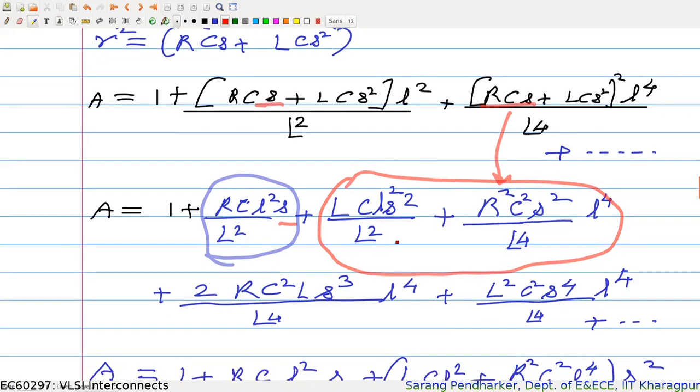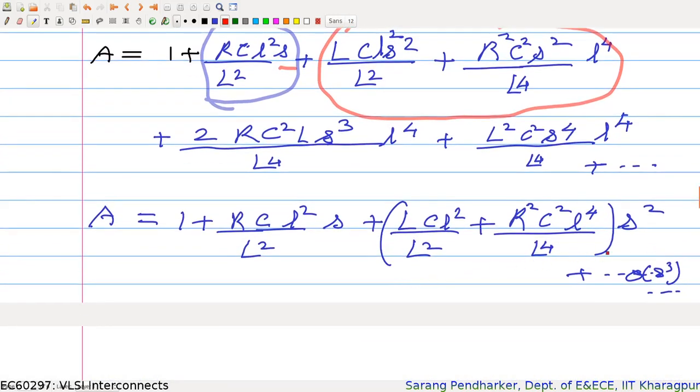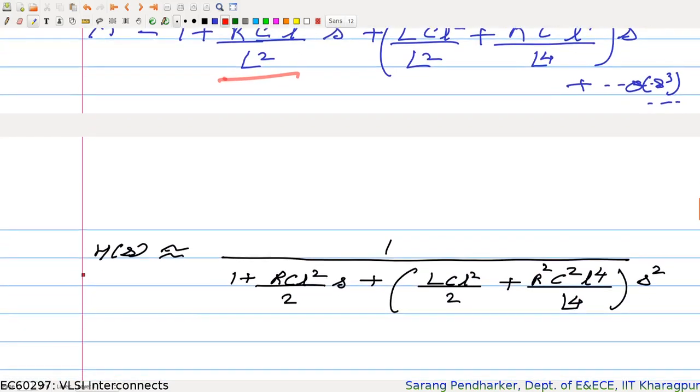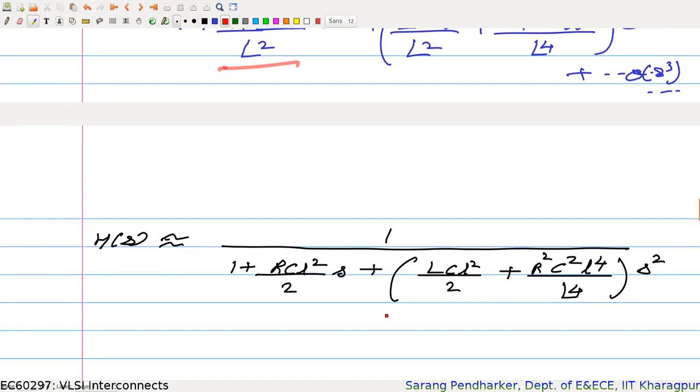Now if I collect these terms, I can write it like this. So I have A as 1 by 1 plus RCL square by 2 plus LCL square by 2 plus R square C square by factorial 4 L to the power 4 S square. I can then ignore these higher order terms, so that's why I get an approximation. So ideally, if I don't want to write this approximation, I would have to consider all the higher order terms, but I am doing a two-pole approximation. So I just ignore the higher order terms. So this h of s can be approximately written in this form.